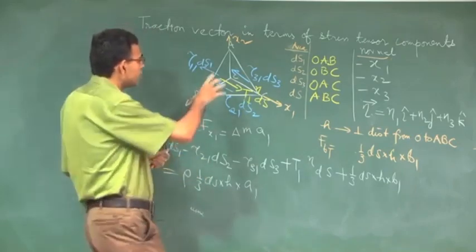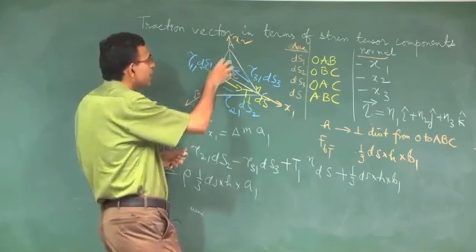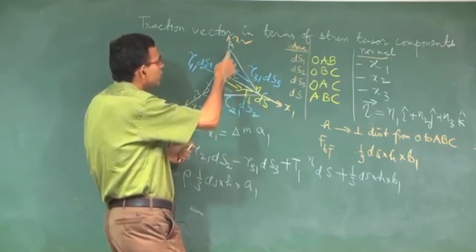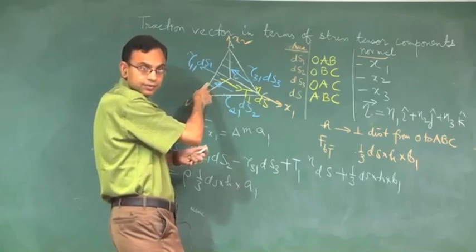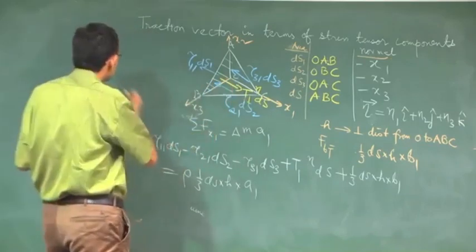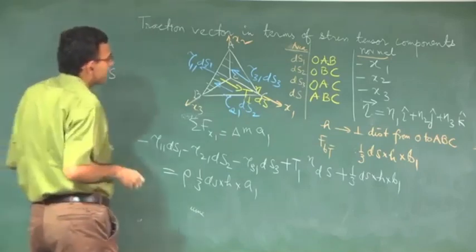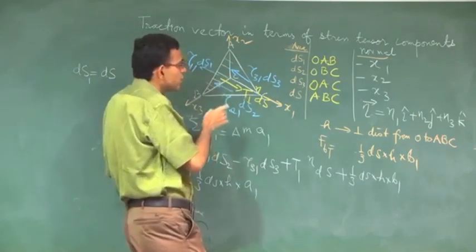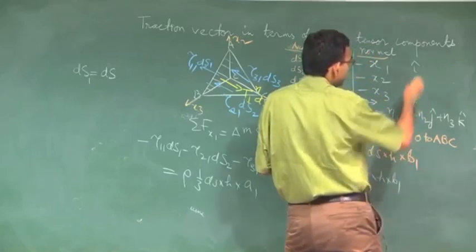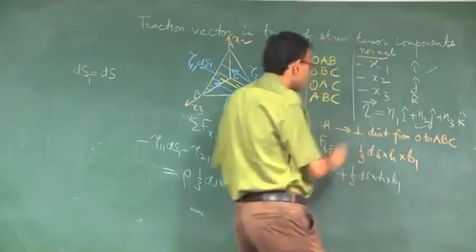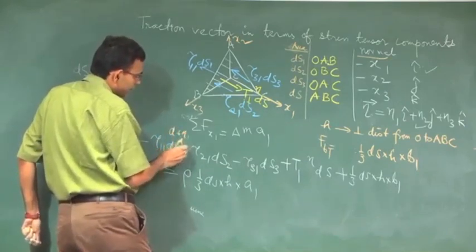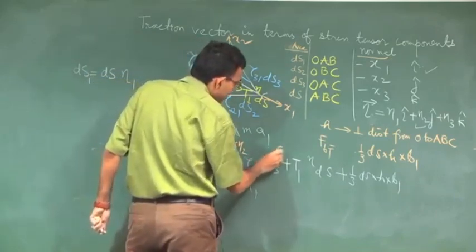Now if you look at this diagram very clearly, ds1, what is this? This is nothing but the projection of the ds area on the x2 x3 plane, right, the projection of this big triangle onto the x2 x3 plane. That means ds1 will be ds times the dot product of their respective unit vectors. The unit vectors are i, j, k. So the dot product of this and this will be eta 1. So ds1 will be ds into eta 1. Similarly, this will be ds into eta 2 and this will be ds into eta 3.